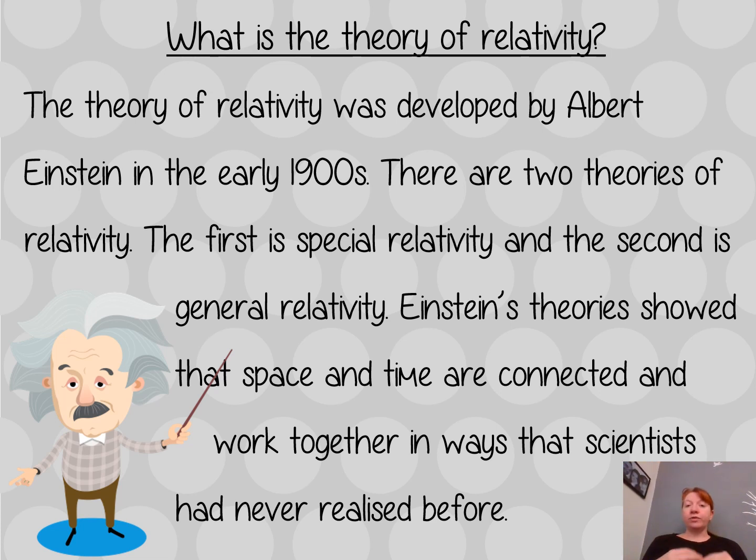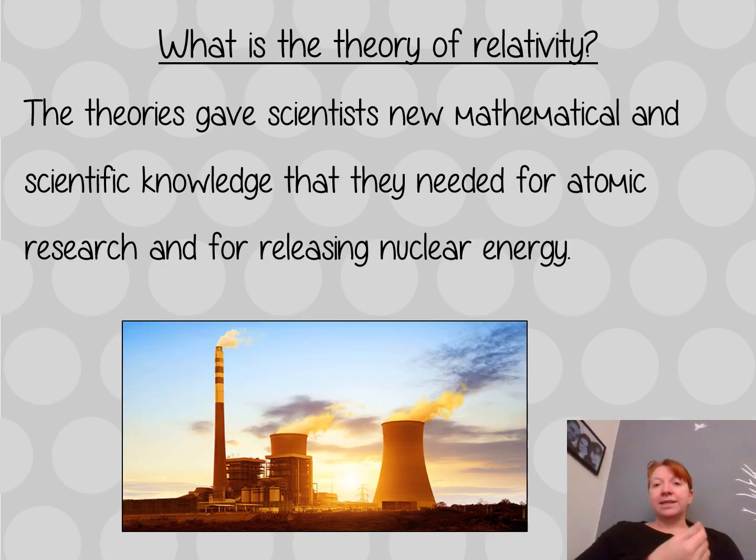So Einstein's theory showed that time and space were connected. Space doesn't mean outer space. It just means all the space that is around everybody everywhere and outer space. But his theory showed that that was connected to time as well, how time passed. And they worked together in ways that people had never even realised before. So the theories gave scientists new mathematical and scientific knowledge that they had never had before, and this took advances really far forward. And in science particularly, they were able to do atomic research and research nuclear energy and all sorts of other things. We'll look at some of the ways that the theory of relativity has helped in everyday life later on, but it was a really big step forward at the time.